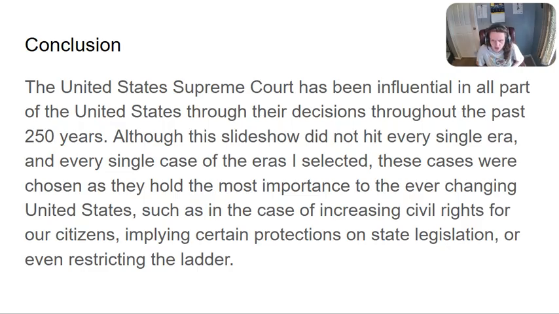To conclude, the United States Supreme Court has been influential in all parts of the United States through their decisions through the past 250 years. Although this slideshow did not hit every single era and every single case of the eras I selected, these cases were chosen as they hold the most importance to the ever-changing United States, such as in the case of increasing civil rights for our own citizens, implying certain protections on state legislation, or even restricting the latter.